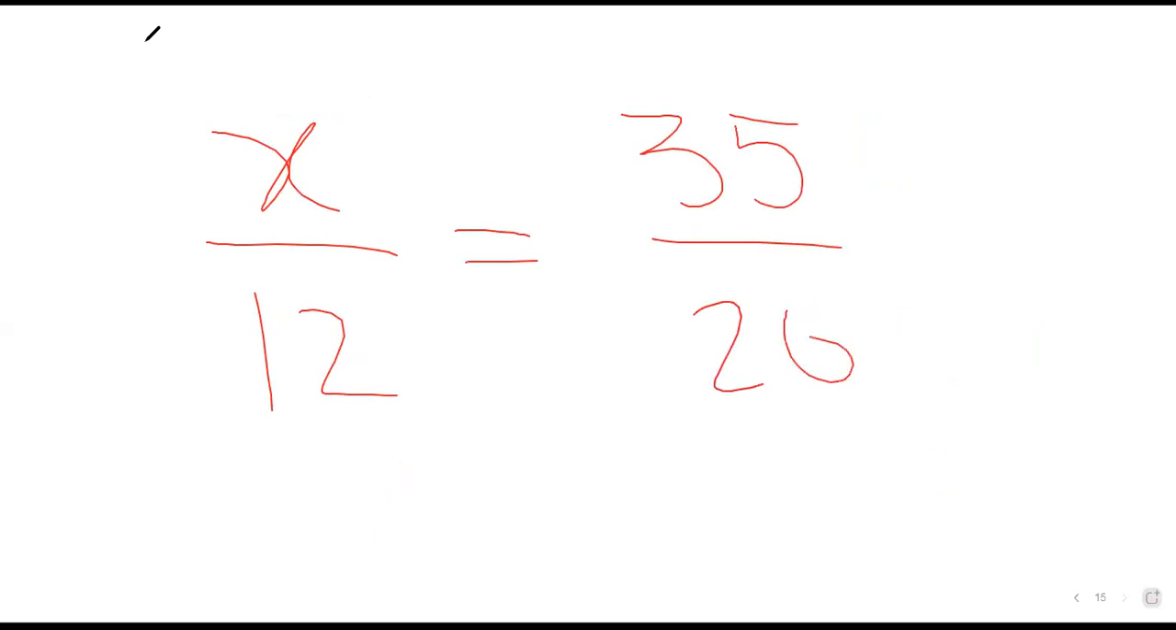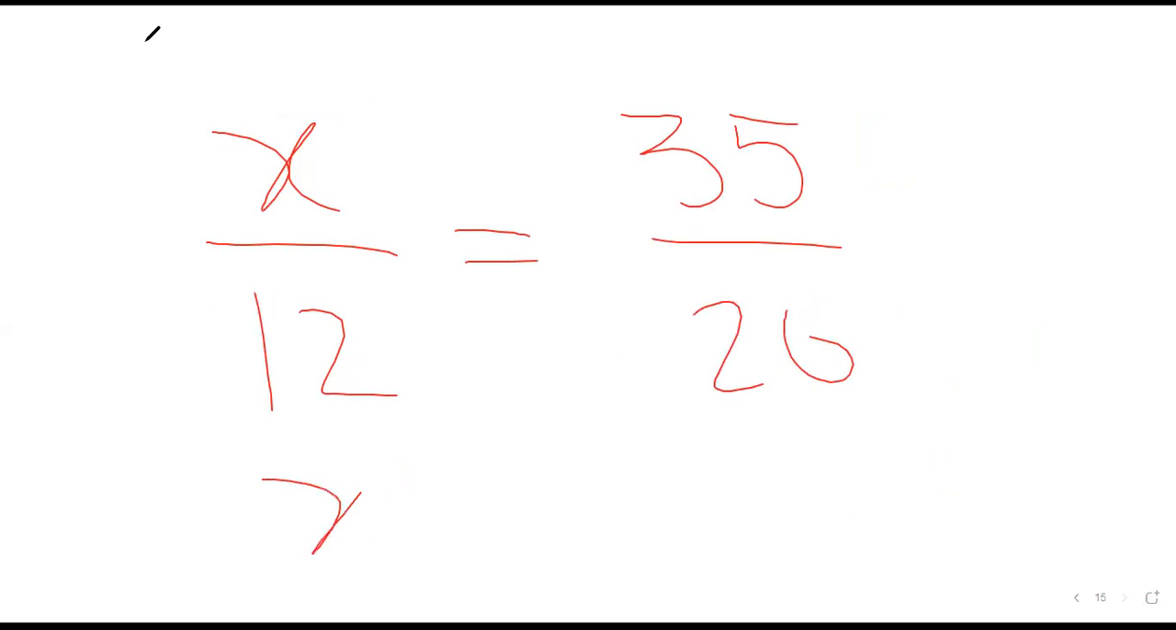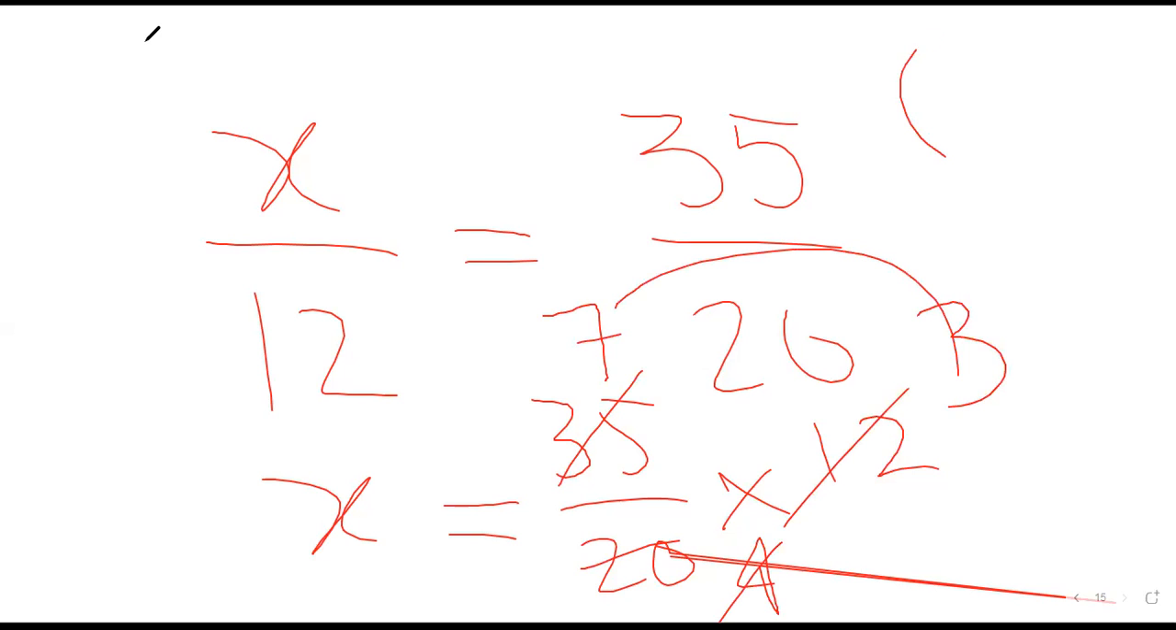So just like that, I am going to write 35 over 20. So x is 35 over 20, and this 12 will go on the other side. So 5 4s are 20, 5 7s are 35, 4 3s are 12, and 3 7s are 21. So x is 21 hours.